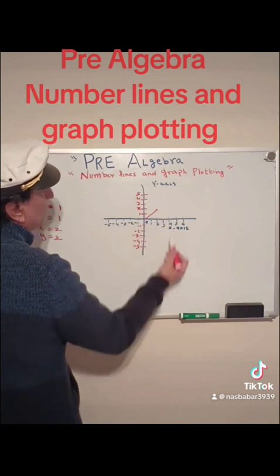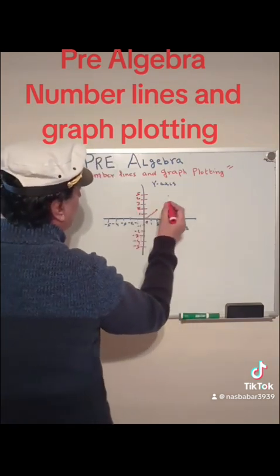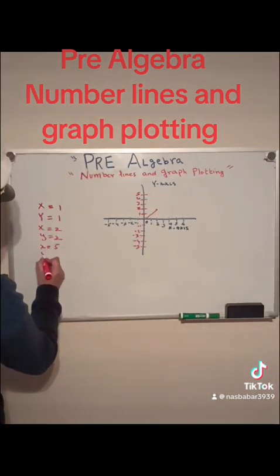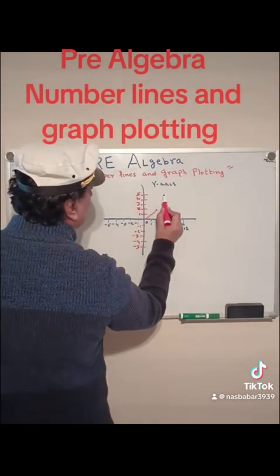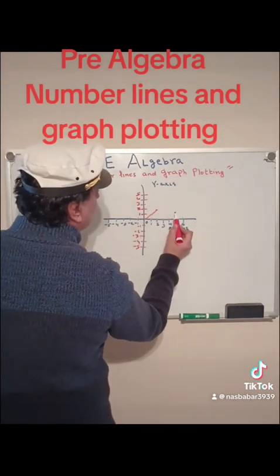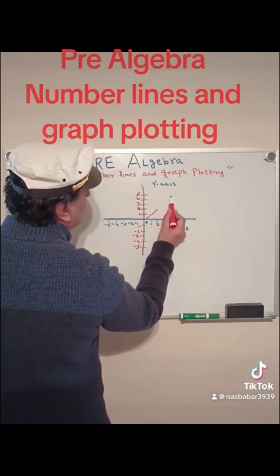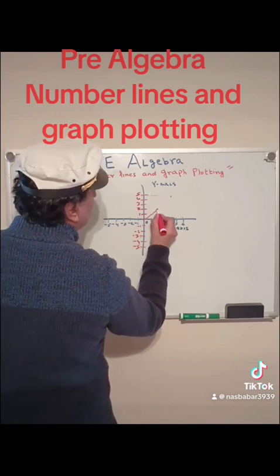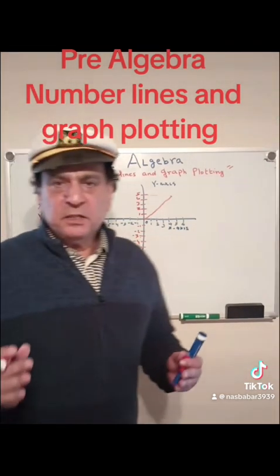So we keep going and we say, okay, let's say x is equal to 5, y is equal to 5. So 5 is right here, and 5 on the x-axis is right here. So this is the midpoint for 5, and then you would have this line go like this. So that's basically plotting a graph.